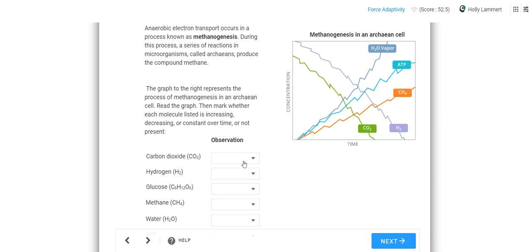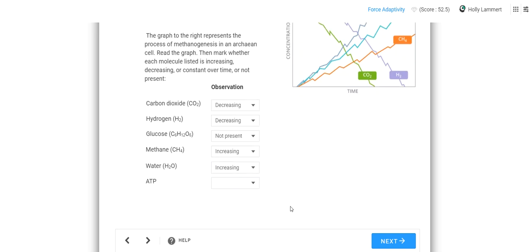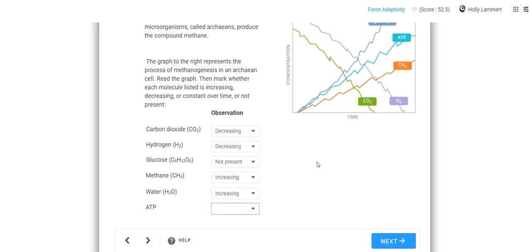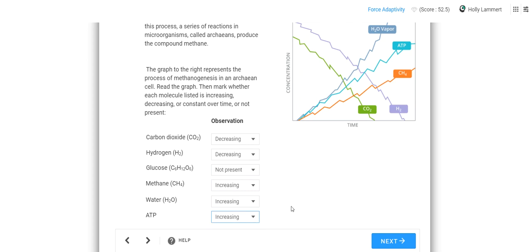So here we go. Carbon dioxide, decreasing. Hydrogen, decreasing. Glucose, not present. Methane is CH4, increasing. Water, increasing. ATP, yes, increasing. Okay, so we're going to take notes on that.